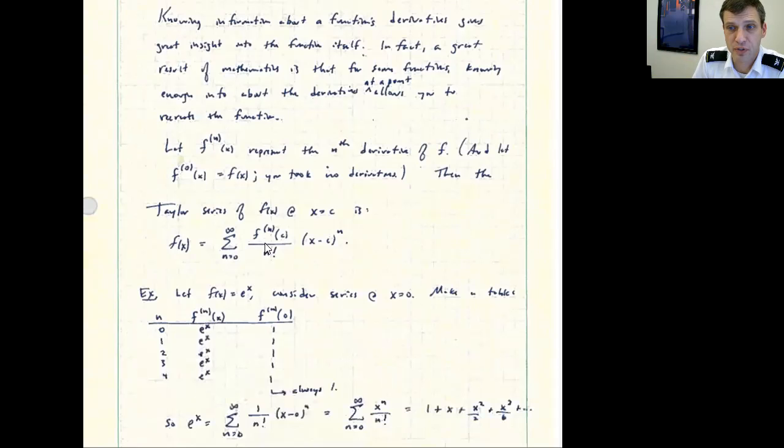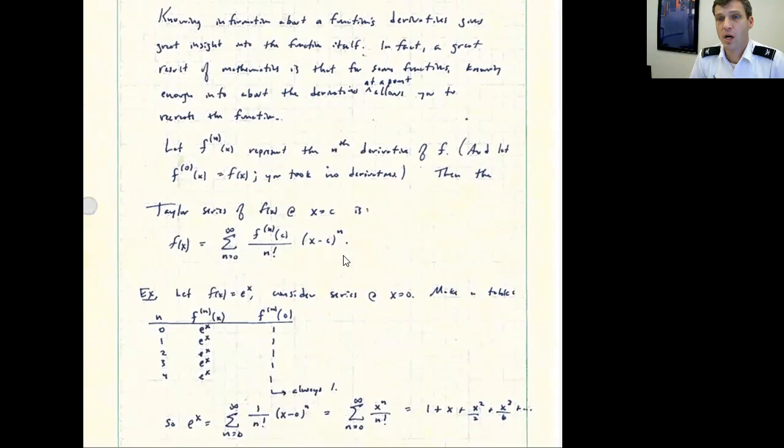So the Taylor series of a function at x equals c is: f of x is the infinite summation, a series, of the nth derivative evaluated at c, divided by n factorial, times x minus c to the nth power.